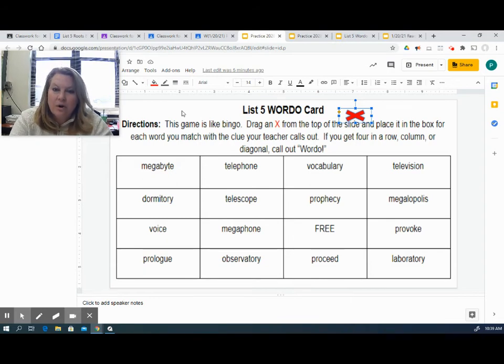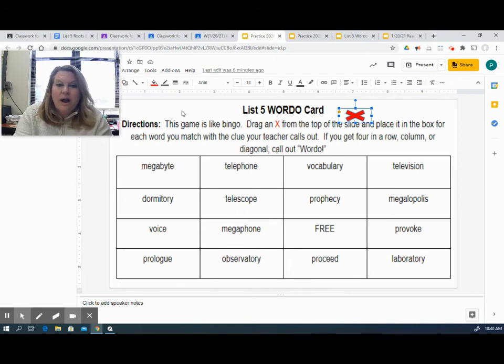The third root or affix that I called was not Greek or Latin, and it meant relating to or a place for. And this root or affix was ORY. It's a suffix, so it comes at the end of a word. And the words that you would have marked on your WORDO card are dormitory, observatory, and laboratory.